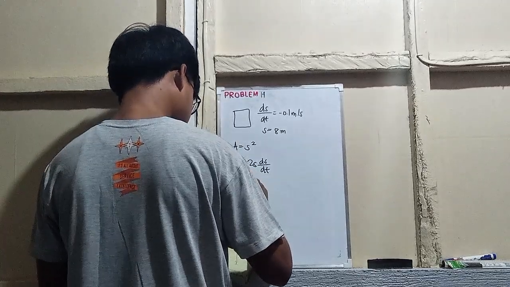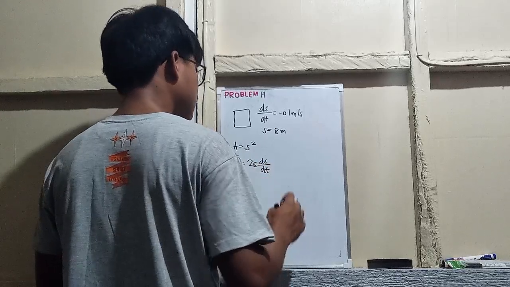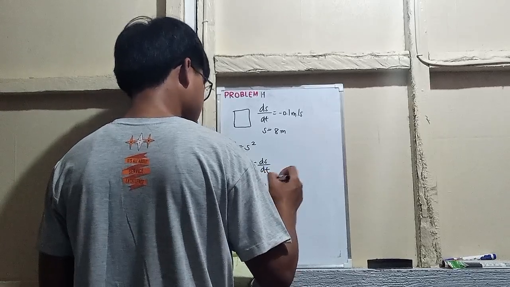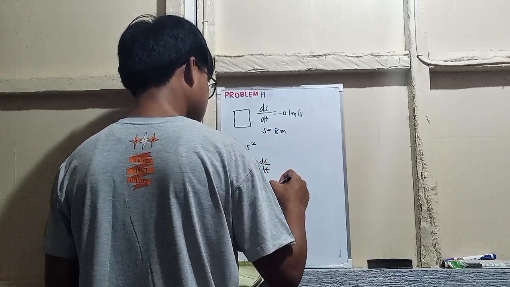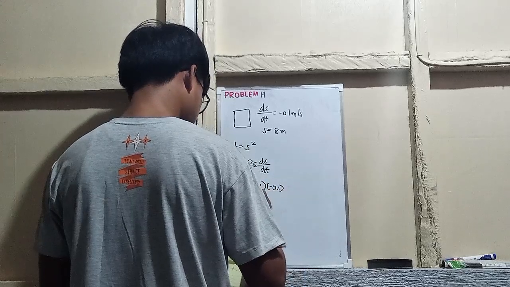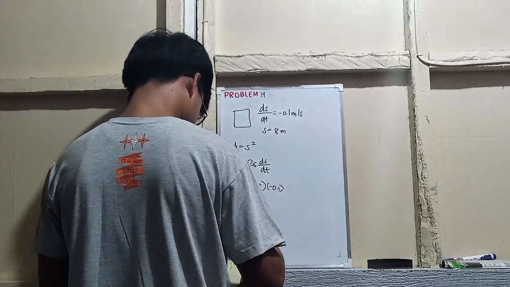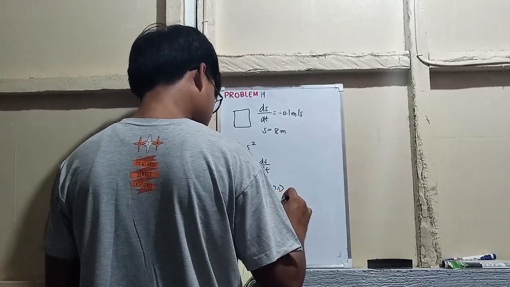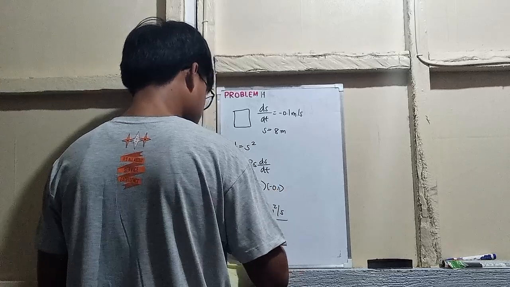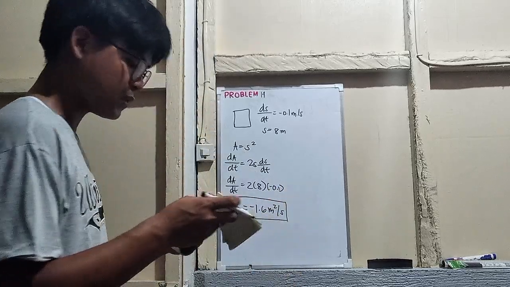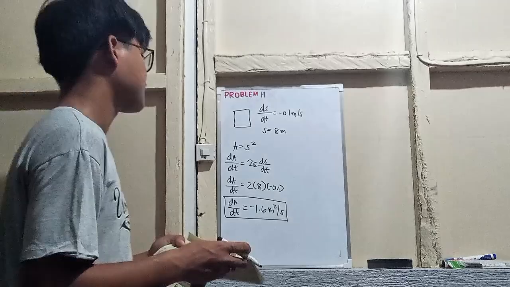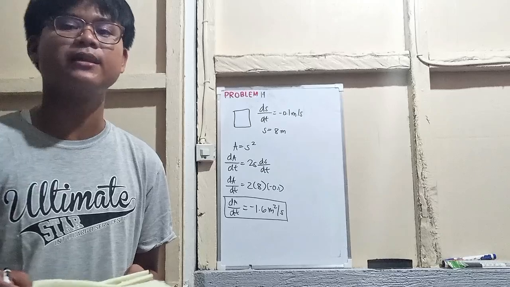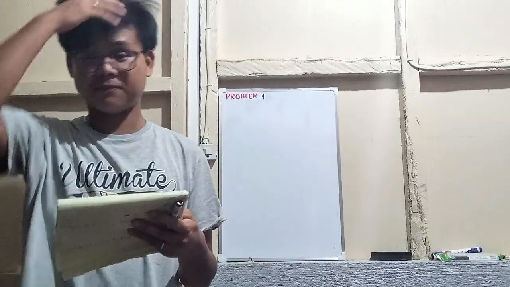So dA over dt is equal to 2. Then substitute the s as 8. Then our ds over dt is equal to negative 0.1. Then solve. We will get the value of negative 1.6 meter squared per second. So here is the final answer of the rate of area. So dA over dt is equal to negative 1.6 meter squared per second. So we'll proceed to problem 15.